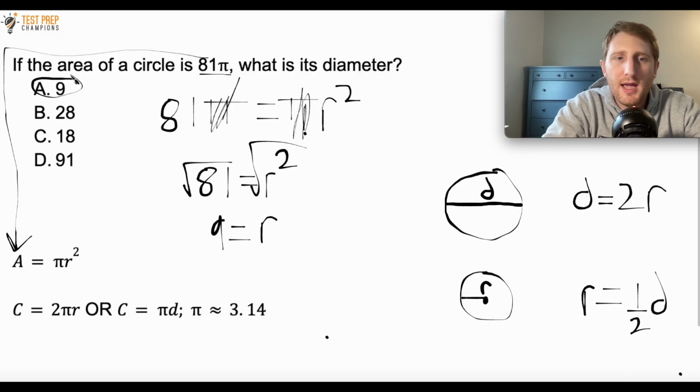Oh wait, actually we can't because this is only the radius, right? So if you got here and you thought that A was the right answer, you did a really good job by getting here, but we have to take this one step further. We have to find the diameter because remember, the question asks what is its diameter. So we know that the diameter is twice the radius. So all we have to do is double this and then we're done. So 9 times 2 is 18. So the correct answer here is C, 18.